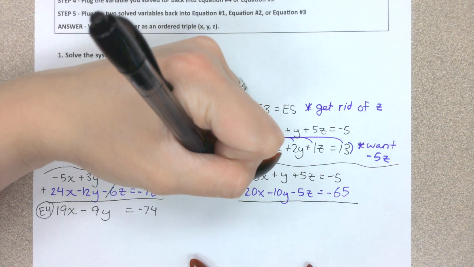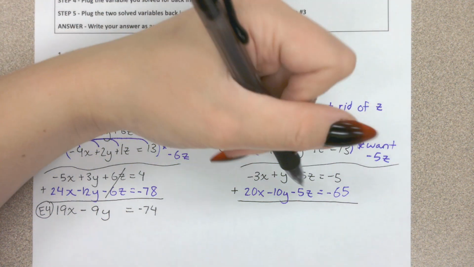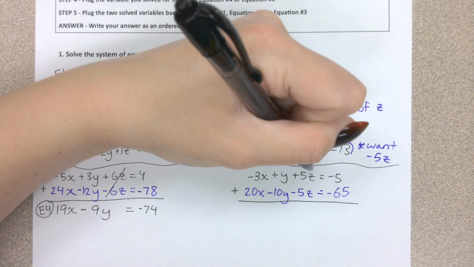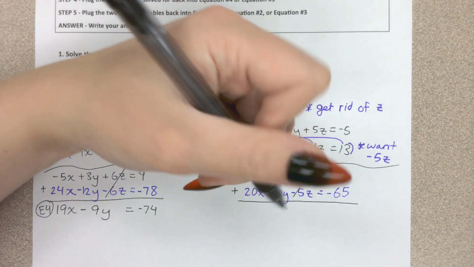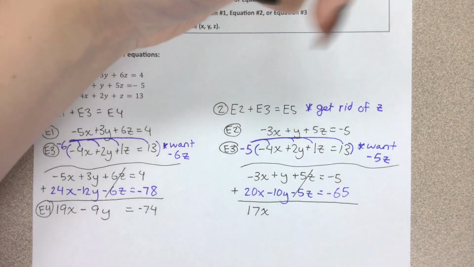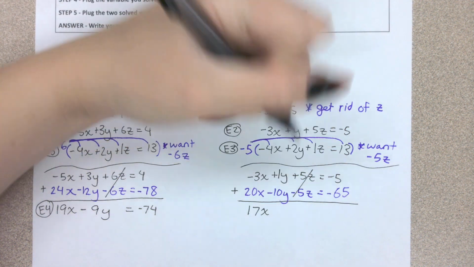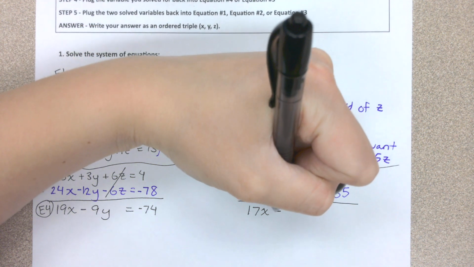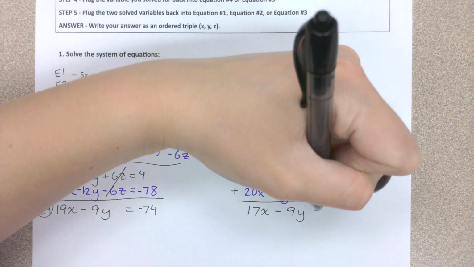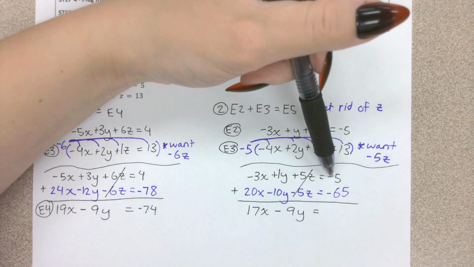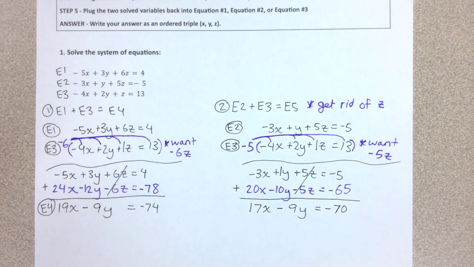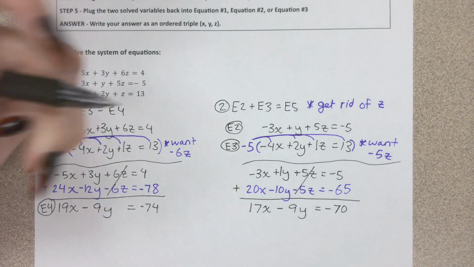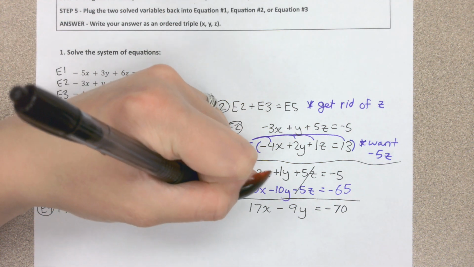And now I do elimination. 5z and negative 5z, those are going to cancel, so I'll go ahead and do that. Negative 3x plus 20x, that's 17x. This is 1y minus 10y, that's negative 9y, equals negative 5 minus 65, this is negative 70. This is E5.